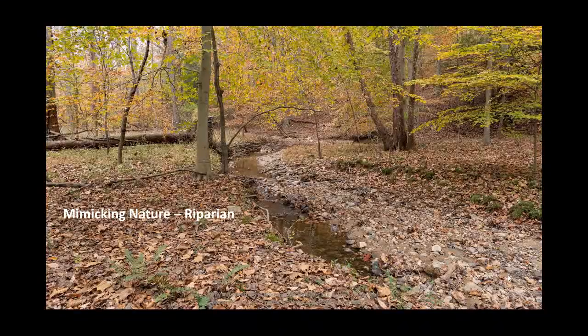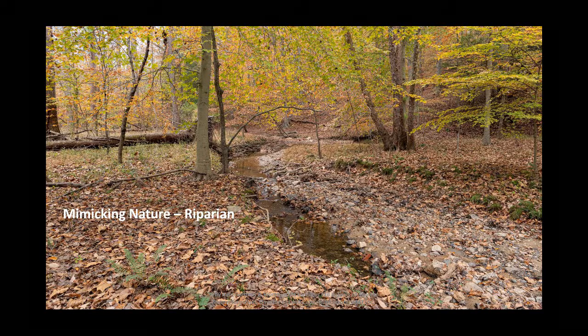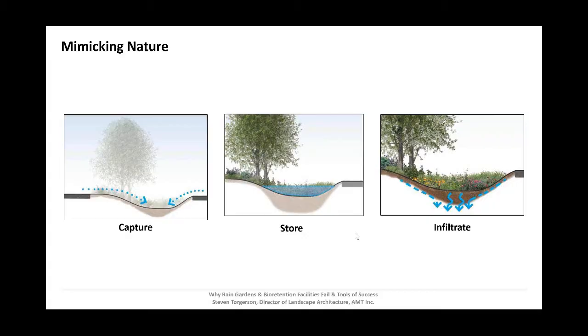Creating a riparian zone. Riparian zones are really great natural environments to mimic because the water is filling up, it's able to spill into the banks and to be able to store there over a period of time. So these are really what we're trying to do. Capture the water, store it on site, and then infiltrate it over time.